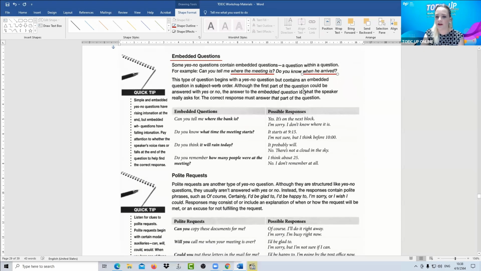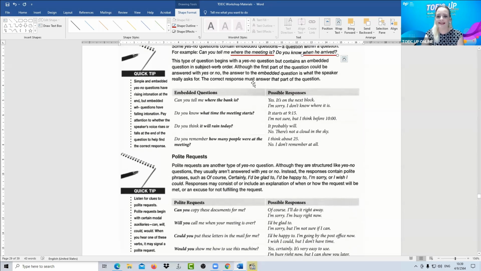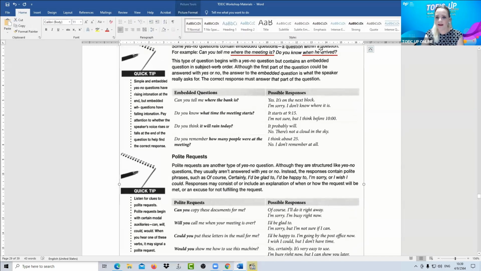Okay, so although the first part of the question could be answered yes or no, the answer to the embedded question is what the speaker really asks for. So the information they want is the embedded question. They don't want you to answer yes or no. For example, if you were asked, can you tell me where the meeting is? And you say yes, the person is going to wait until you tell them where the meeting is, right? So what they really want is where is the meeting. If you say yes, that means yes, you know the answer, but they're still going to wait for the rest of the answer. Okay, so what they really want is the embedded question. The correct response must answer that part of the question. So in the TOEIC, the response you are looking for will answer these embedded questions.